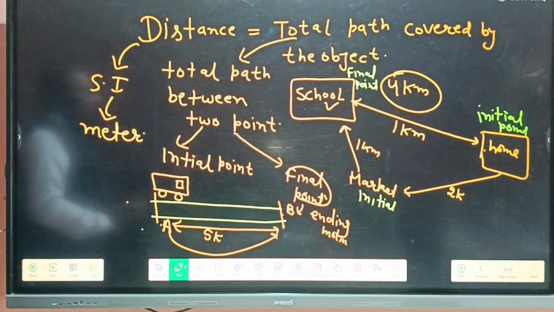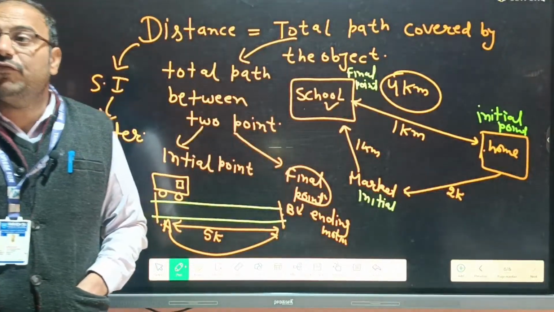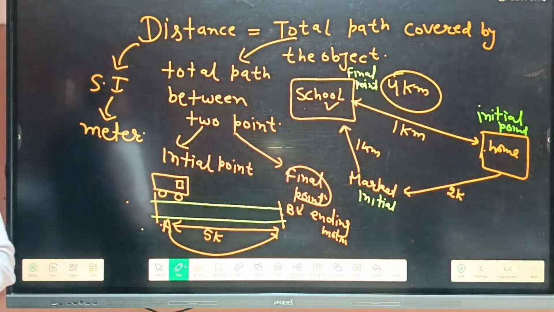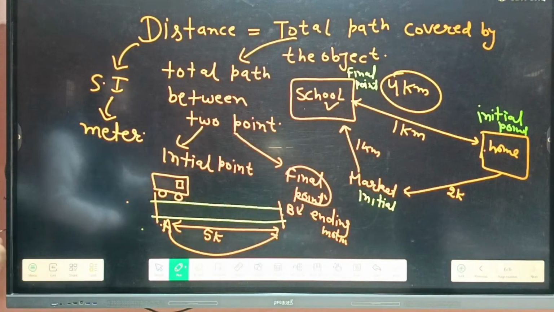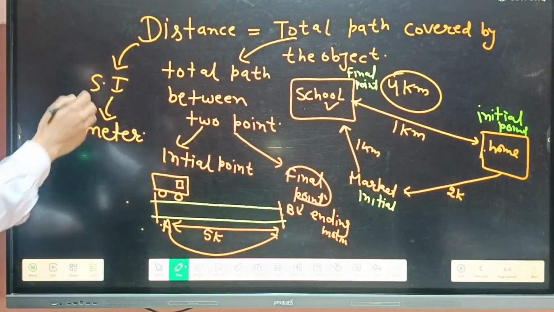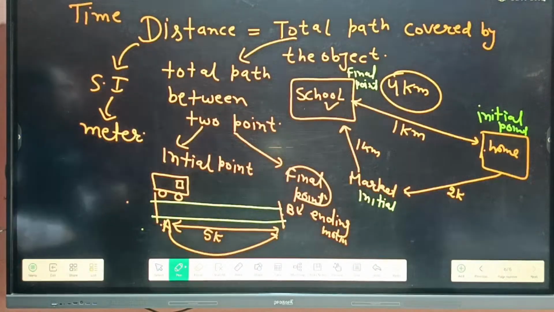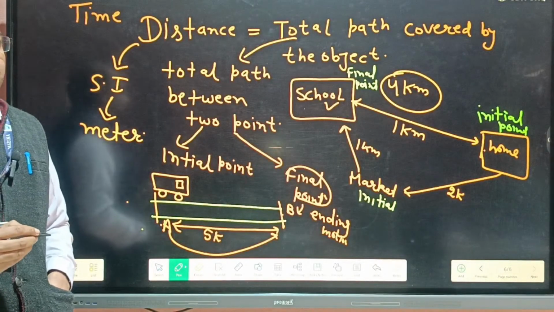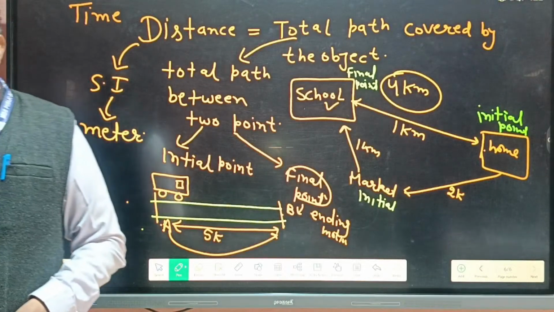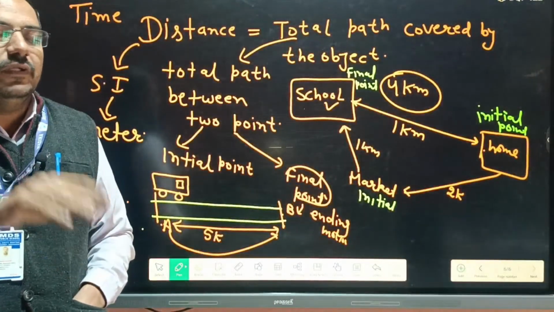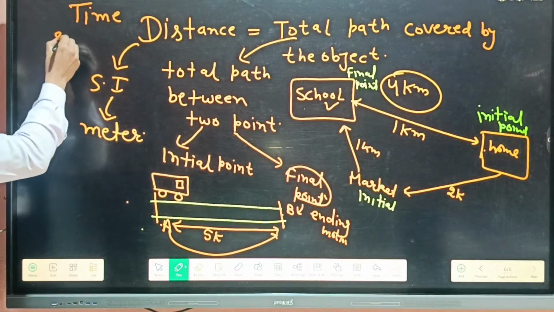Okay, so is it clear what distance is? Total path covered by the object between initial and final point. Next here, our chapter name is time and motion. So time we study after that. So what is the unit of time? Rishu, what is the SI unit of time? Khushi: Second. So time is also measured in hours and minutes, but the SI unit of time is second.